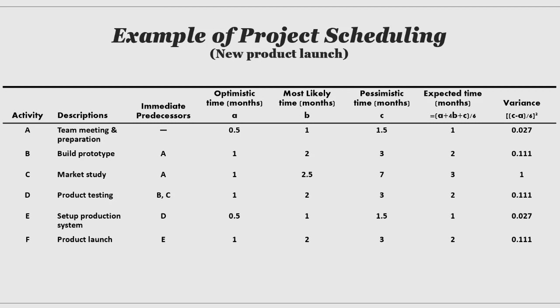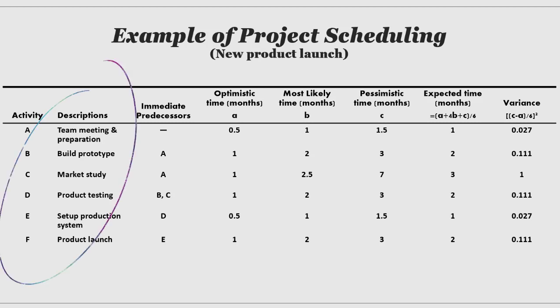The initial step is that we determine the work breakdown structure, which describes the hierarchical decomposition of the total scope of work to be carried out by the project team, including explaining the activities within the project. In this case, the project activities are A to F.